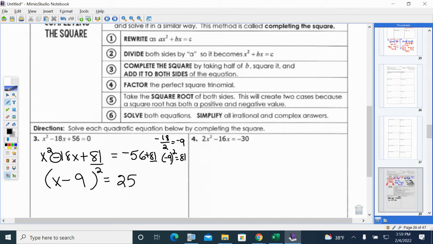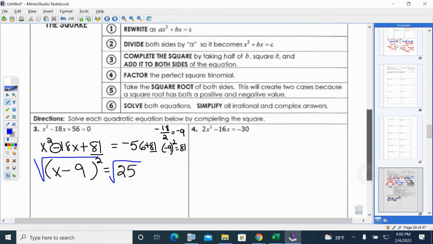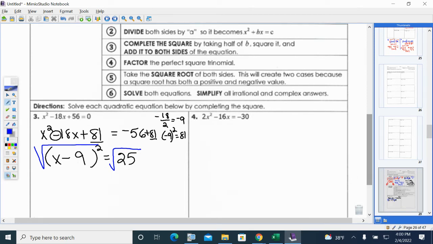Now we have a problem that looks like some of the others that we've done so far. All we need to do now is square root both sides. So we factored the perfect square trinomial in step number 4. Now in step number 5, we're taking the square root of both sides. And that's going to create our 2 cases. So the square and the square root go away. I've got x minus 9 equals a positive and a negative 5.